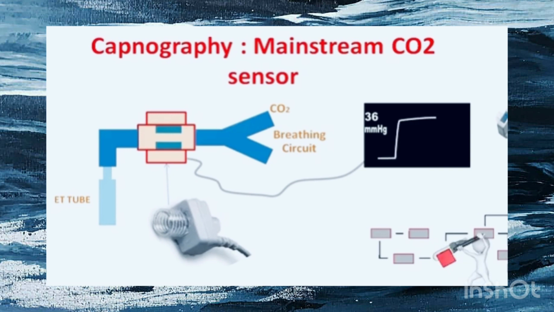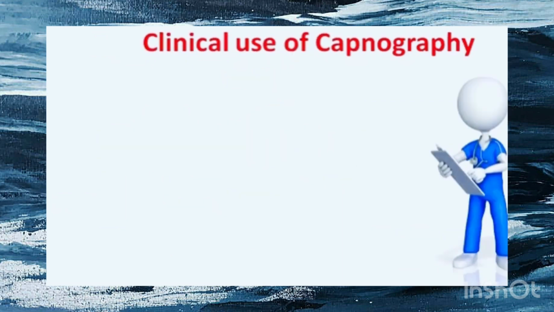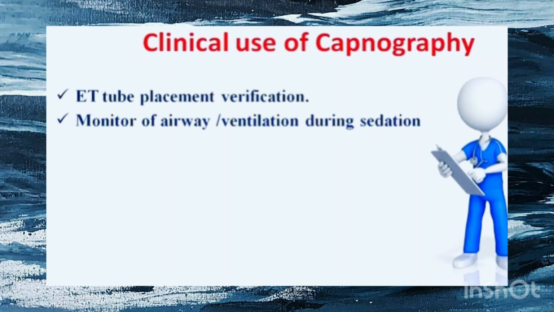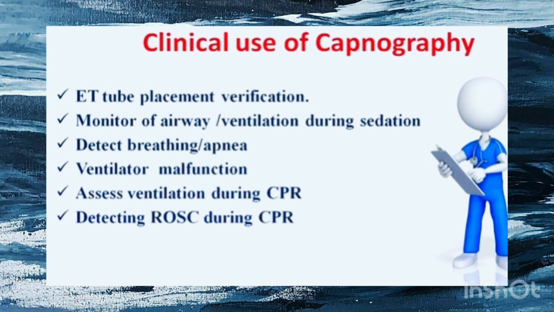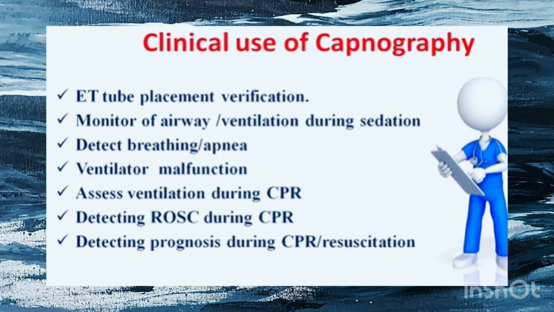Now, why is capnography used? There are so many clinical applications. For example, ET tube placement verification, monitoring airway or ventilation during sedation, detect breathing or apnea, ventilator malfunction, assess ventilation during CPR, and detecting return of spontaneous circulation during CPR, detecting prognosis during CPR or resuscitation.